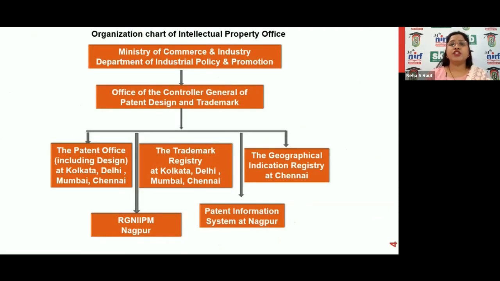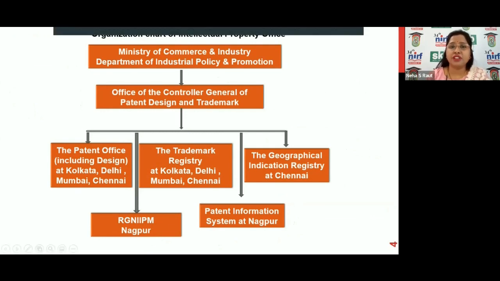So this is the organization chart. The Ministry of Commerce and Industry, Department of Industrial Policy and Promotion is taking care of all this. And for this, the Office of the Controller General of Patents, Designs and Trademarks is located in different locations. The patent office, including design, is at Kolkata, Delhi, Mumbai, and Chennai. For Maharashtra, we specifically go for Mumbai. Trademark Registry at Kolkata, Delhi, Mumbai, Chennai. Geographical Indication Registry at Chennai.